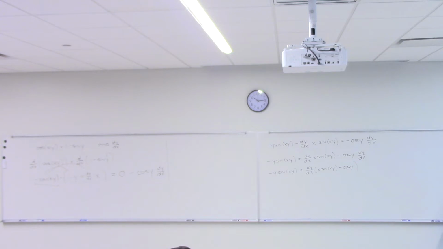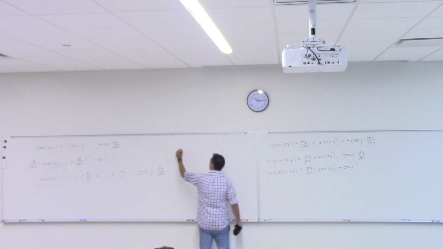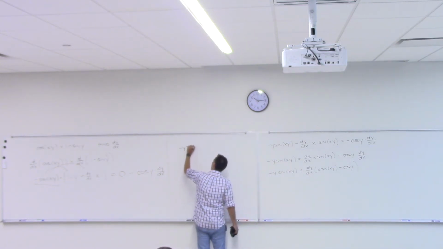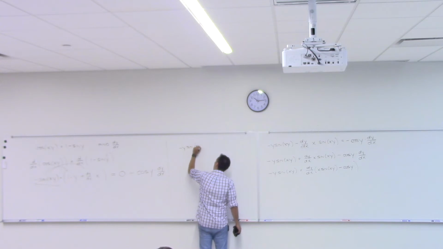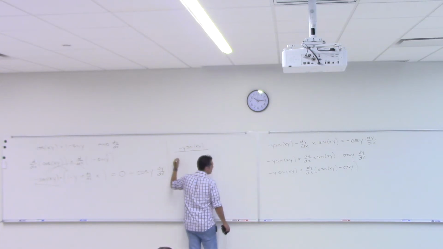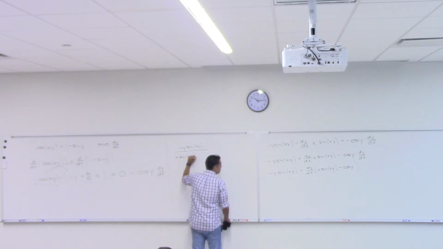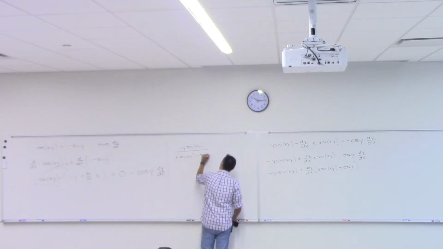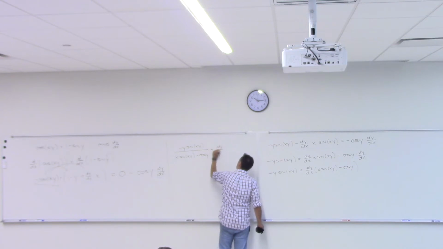Final step, divide through by what's in this parentheses on both sides. So my final result will be negative y sine xy over x sine xy minus cosine y equals dy dx.